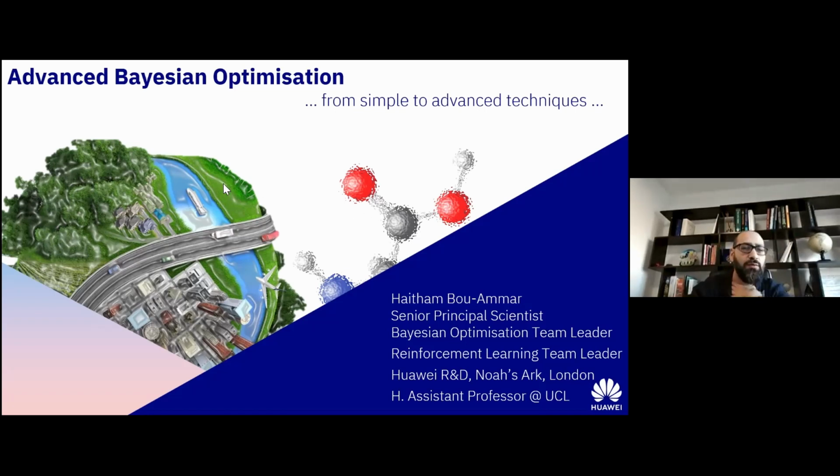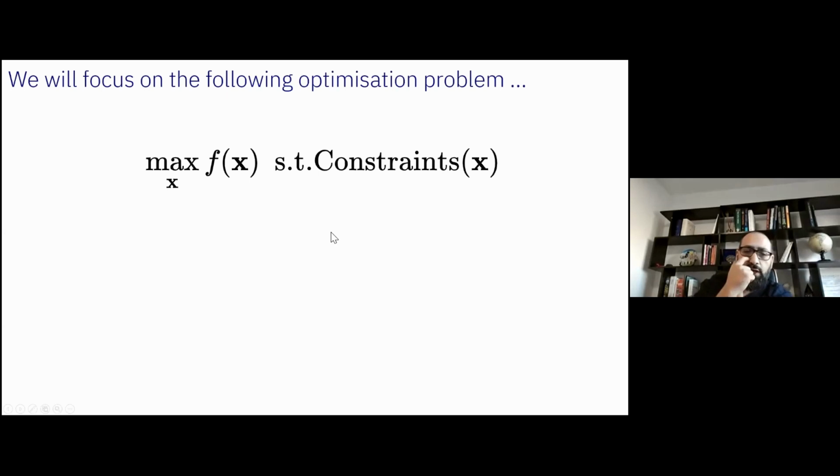So today we will be talking about Bayesian optimization, and we're going to go from simple stuff with Gaussian processes and then go to advanced stuff, hopefully, if time allows, with transformer architectures. So let's just frame what we are going to be working on today.